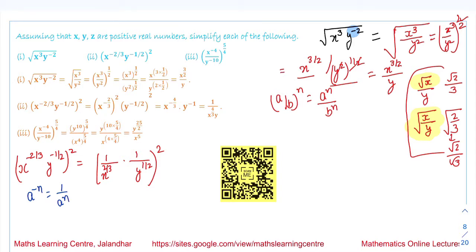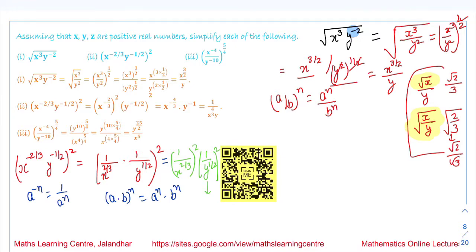Next, we are using the property (a into b) raised to the power n is equal to a raised to the power n into b raised to the power n. So we are separating the power on both these numbers and the answer we are getting is (1 over x raised to the power 2 by 3) whole square into (1 over y raised to the power 1 by 2) whole square.